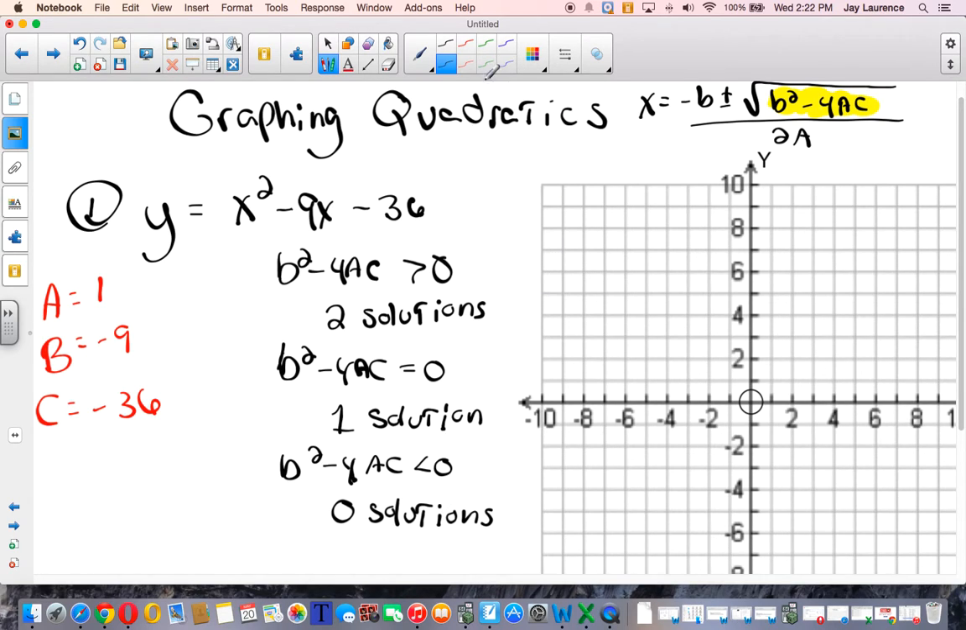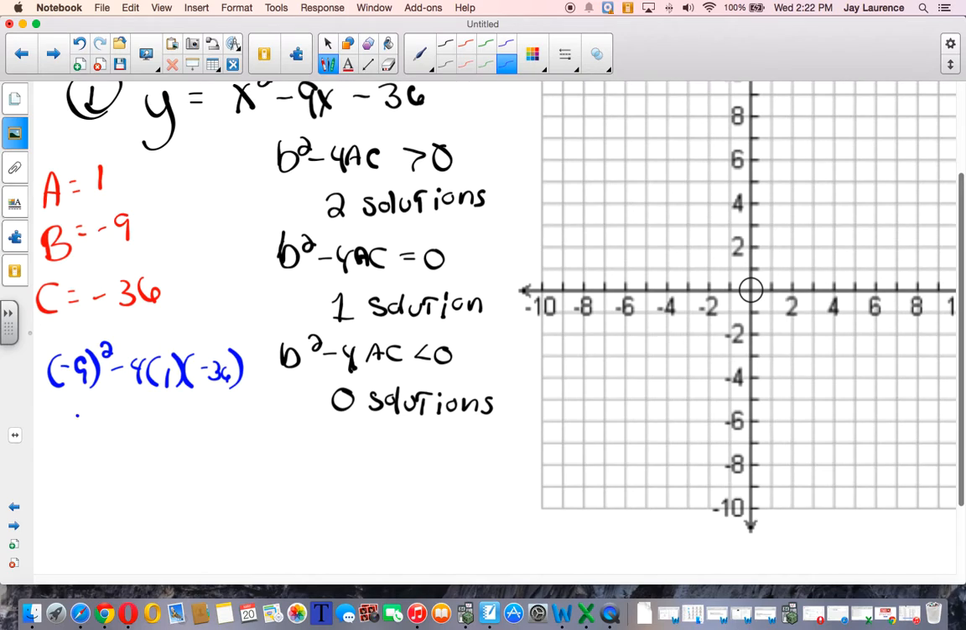So I like to, first of all, find the discriminant. So I'm going to do b squared, notice I use the parentheses, minus 4ac. And when I do that, I'm going to get 81 plus 144, that is going to be 225. So this is going to have 2 solutions. Since there are 2 solutions, I'm going to go find them.